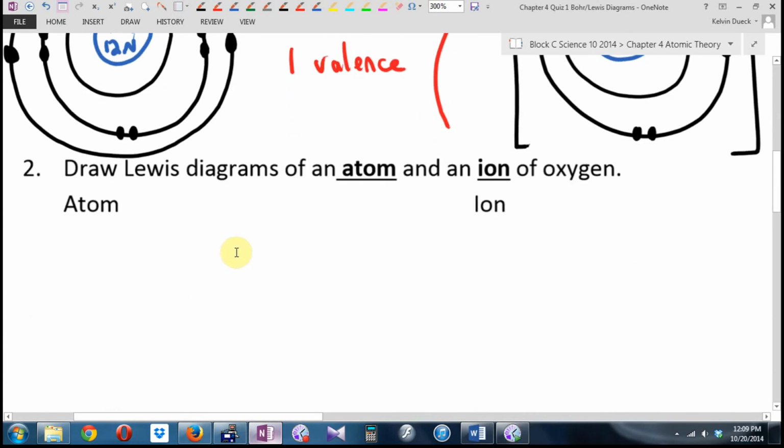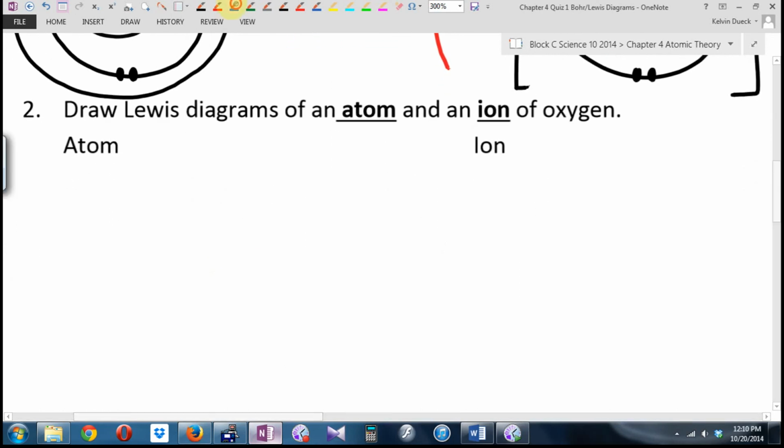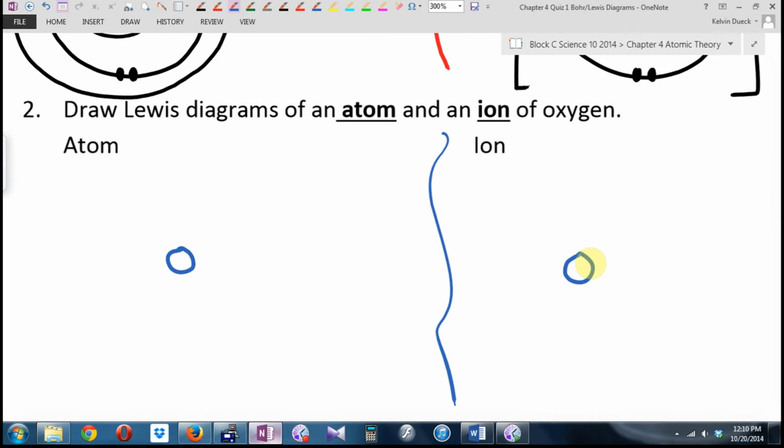Lewis diagrams. Atom and ion of oxygen. I think I'd probably go something like that. For both of them, the start is the same. That's not a nucleus, that's the letter O. All I care about for a Lewis diagram is the valence shell. So although oxygen is row 2, I don't care about showing that innermost circle. I'm just going to count across 1, 2, 3, 4, 5, 6. Oxygen is going to have 1, 2, 3, 4, pair, pair, 6. That's the atom.